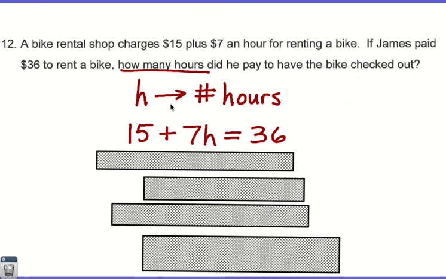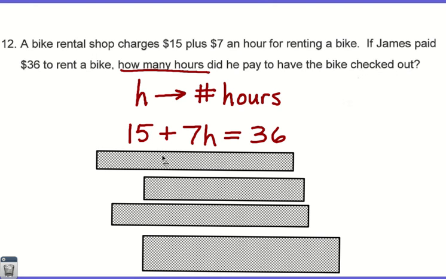Because whatever the number of hours would be, you would multiply it by 7, because 7 is how much money it costs per hour. So naturally you would multiply the 7 to whatever the number of hours was. So that's 7h. And then you would tack on this one-time charge of 15 to equal 36. So that's what the equation would look like.